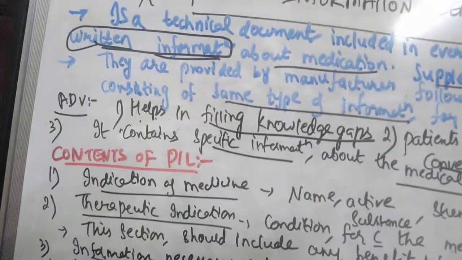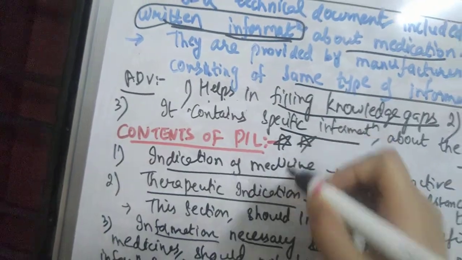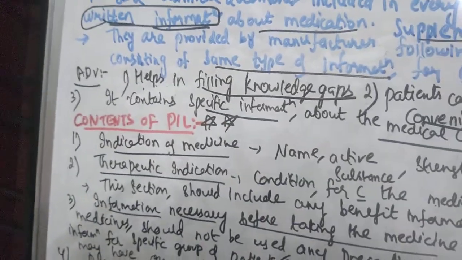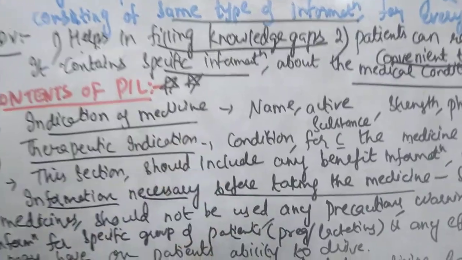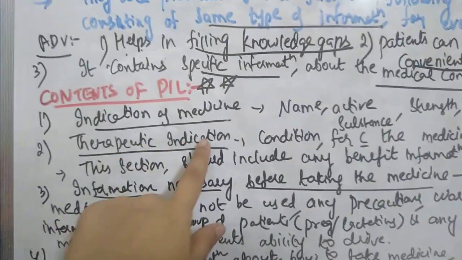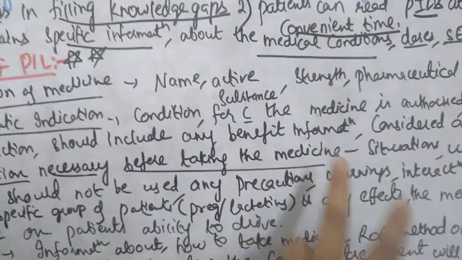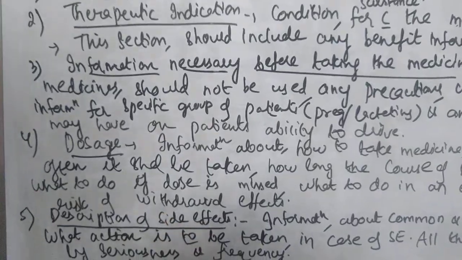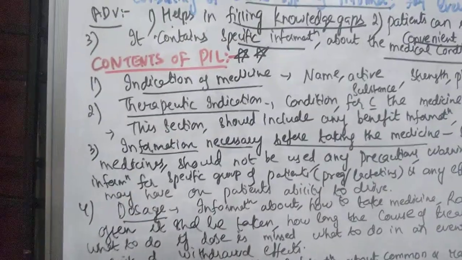Okay, so next we'll see about the contents of the PIL. This can also be asked for a 2 marks or 5 marks question. Write about the contents of patient information leaflet. Very simple. First we'll see the side headings and then we'll discuss about it. They will contain the therapeutic indication of the medicine, information necessary before taking the medicine, dosage instructions, description of side effects, additional information. All these will be listed in your PIL.